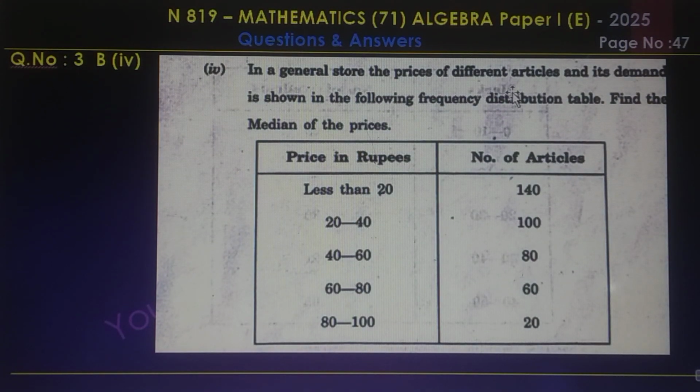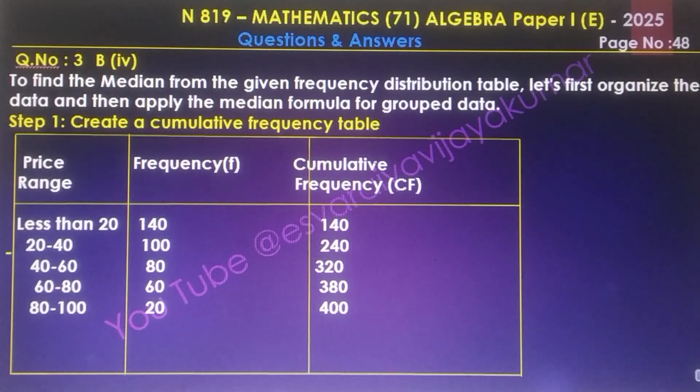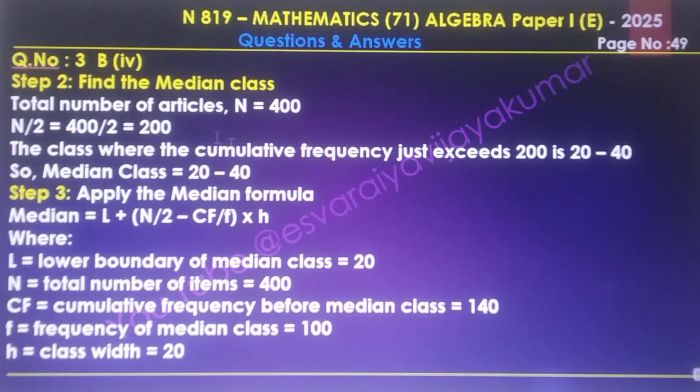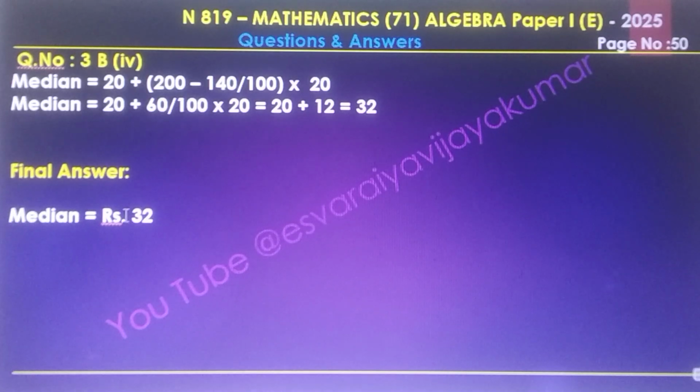Question 3b4: a general store has articles at different prices and their demand, which shows the following frequency distribution table. Find the median of the prices. Here is the question, and the same way I calculated. Here are the calculations. The total number of articles n equal to 400, n upon 2 is finally 200. The class where the cumulative frequency just exceeds 200 is 20 to 40. The median class is 20 to 40. Apply the formula: median equal to L plus (n by 2 minus CF) by f into h. As per the formula, we are getting the answer 32.